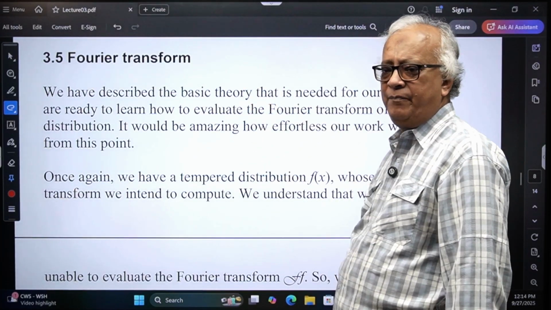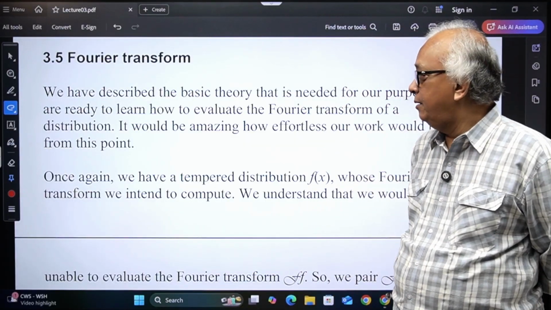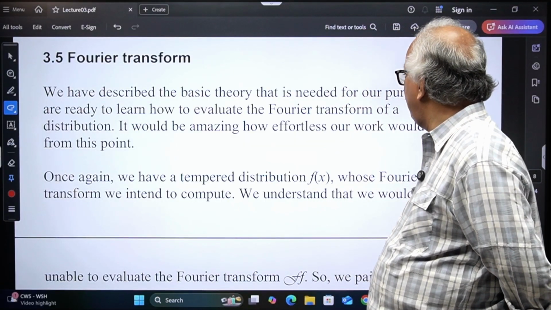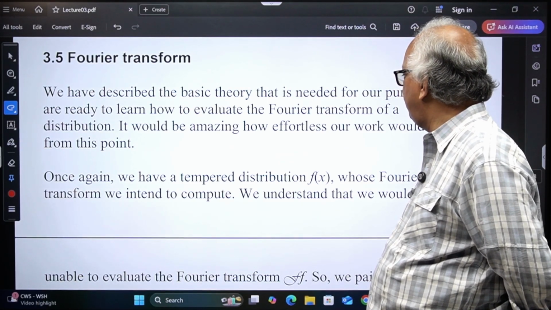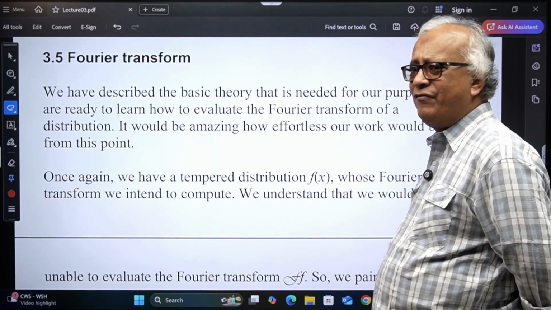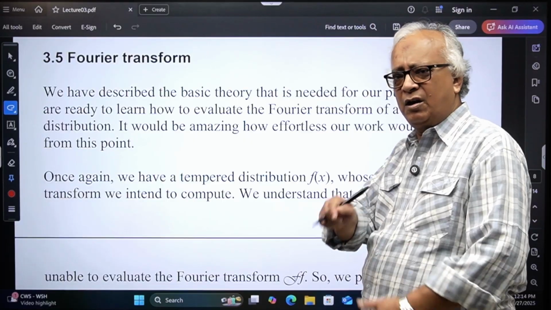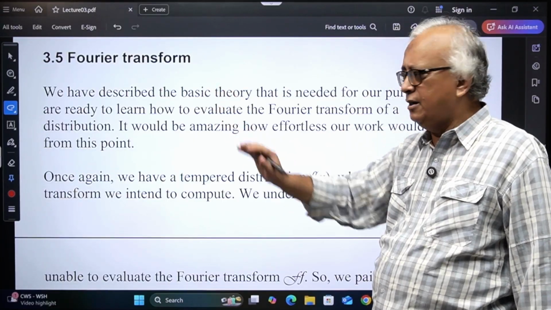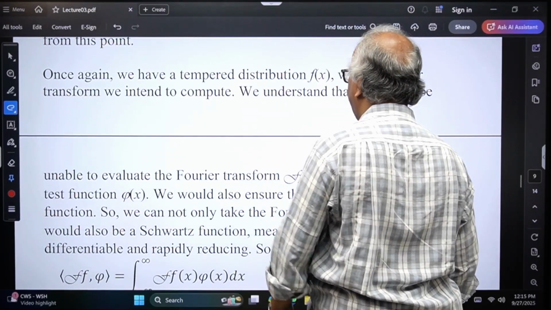যা করতে চাচ্ছিলাম Fourier transform. Okay, we have described the basic theory that is needed for our purpose. We are ready to learn how to evaluate the Fourier transform of a distribution. It would be amazing how effortless the whole thing would be, এবং কত like a hot knife through butter সবকিছু হয়ে যাবে.